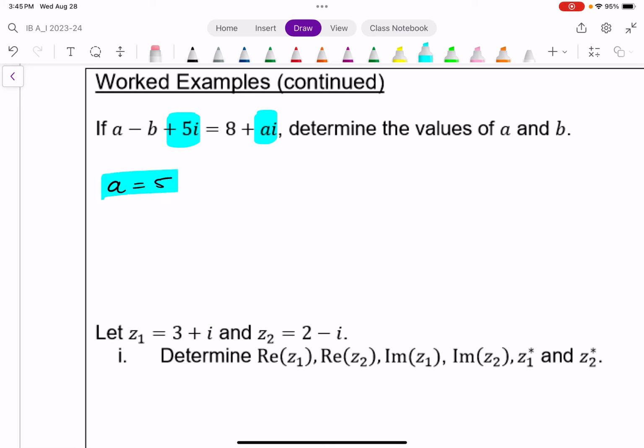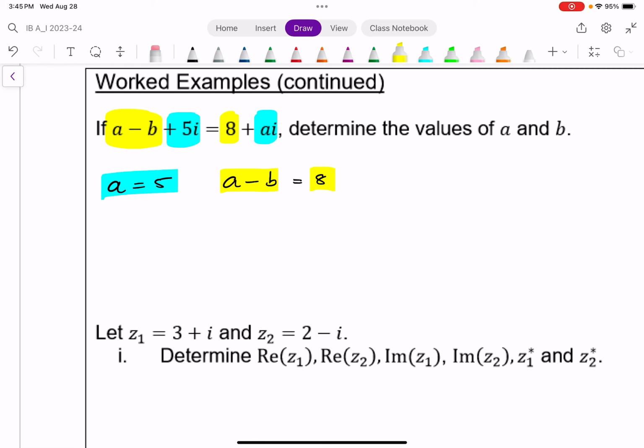And so similarly, if I look at the a minus b on one side and the 8 on the other, those are the terms that have only real values. There's no imaginary units there, which means I know those two must go together. And so that means I can also say that a minus b must equal 8.